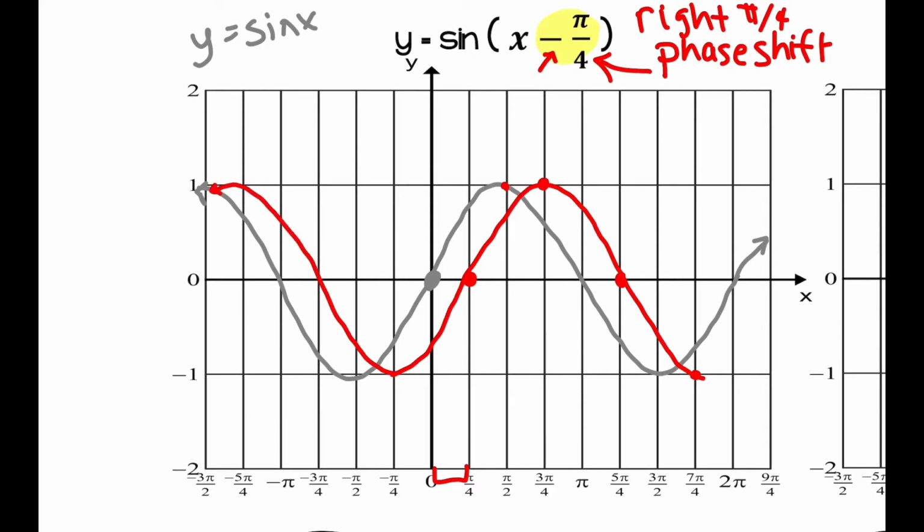Everything is just shifting to the right. Like that. And that's all you have to do in this one. There's no other transformations that take place. So I'm going to highlight this curve as my final answer, and that is the graph for y equals sine x minus pi fourths.